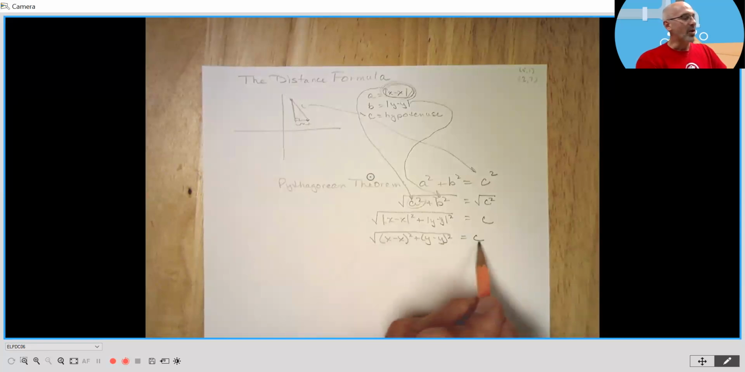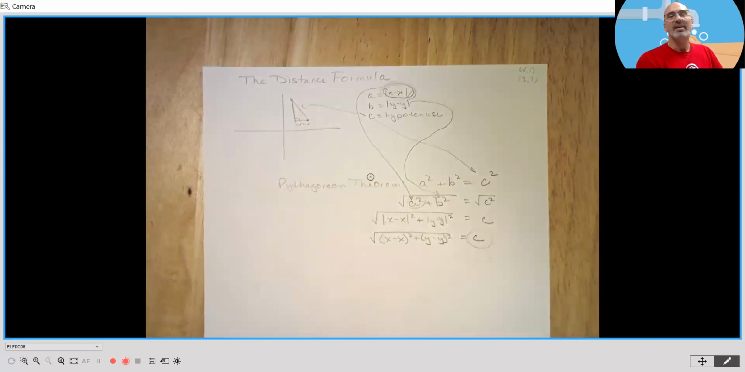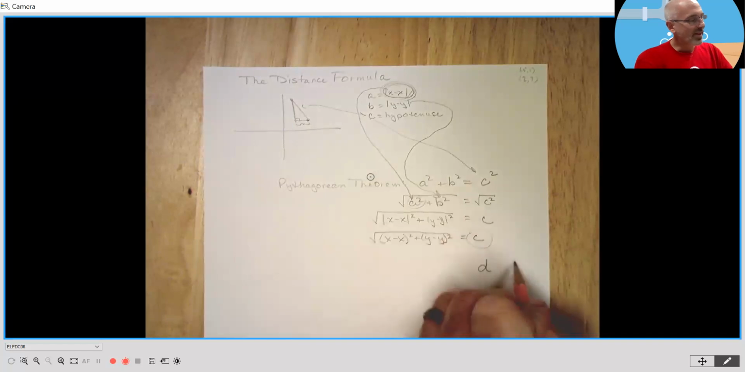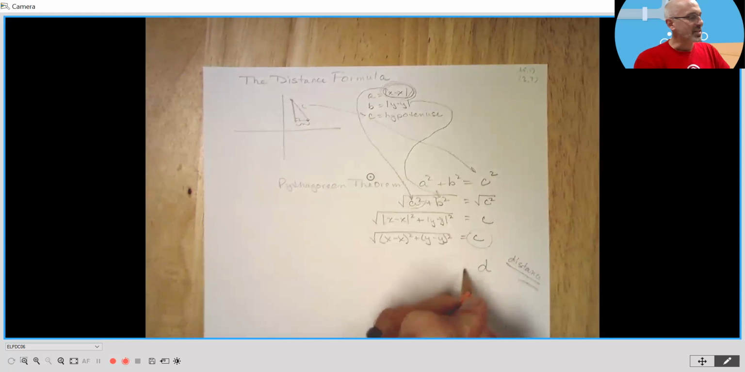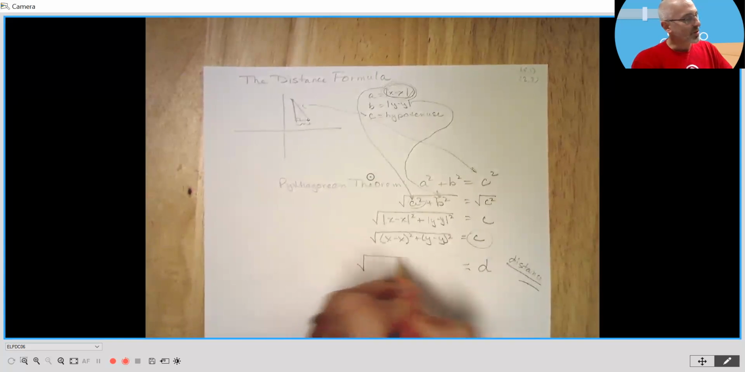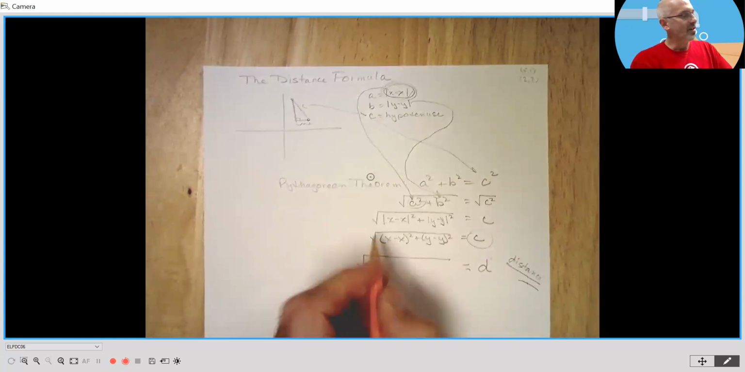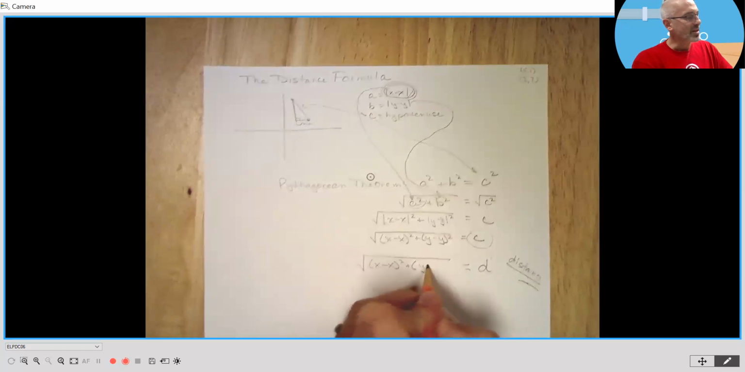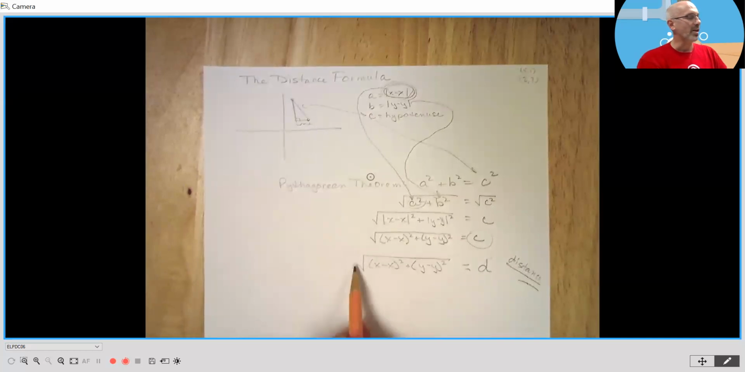Right now, we are one step away from the distance formula. C is now going to be changed to a letter D. And what does D stand for? Distance. So our distance is the square root of the difference of our x's squared plus the difference of our y's squared. And you're taking the square root of that whole thing.